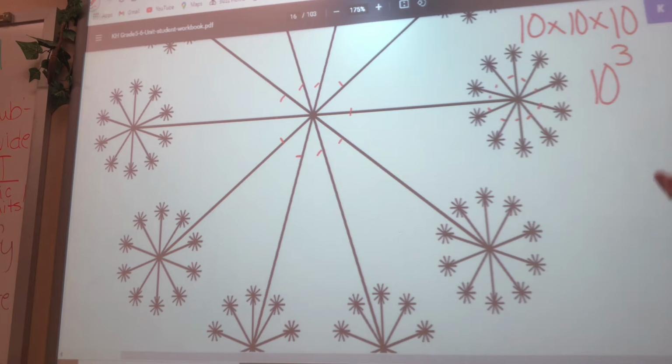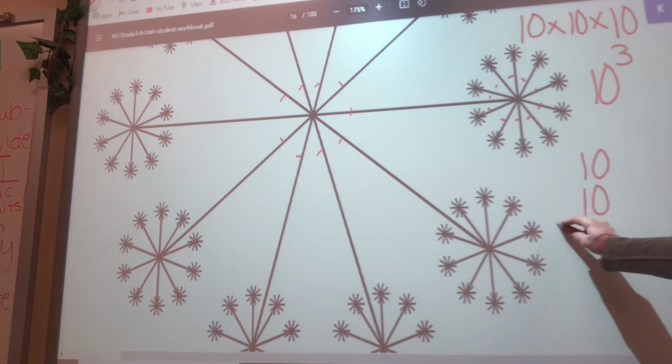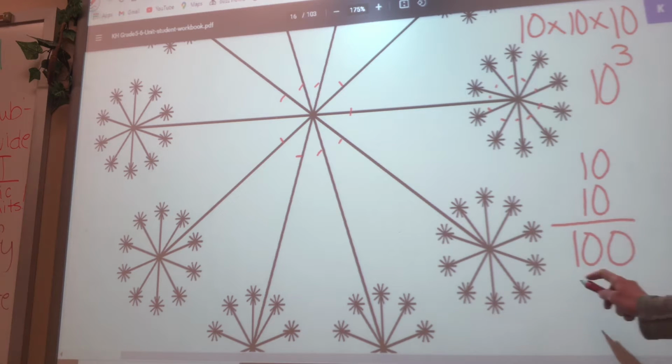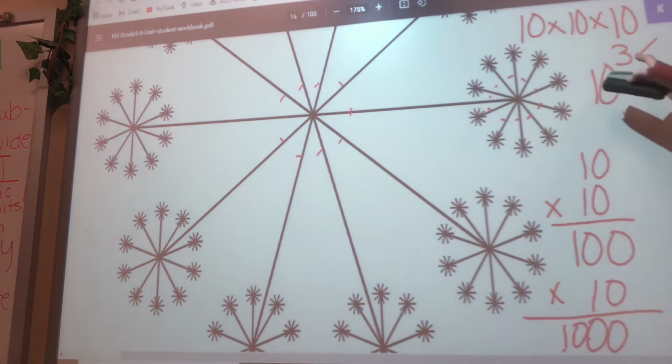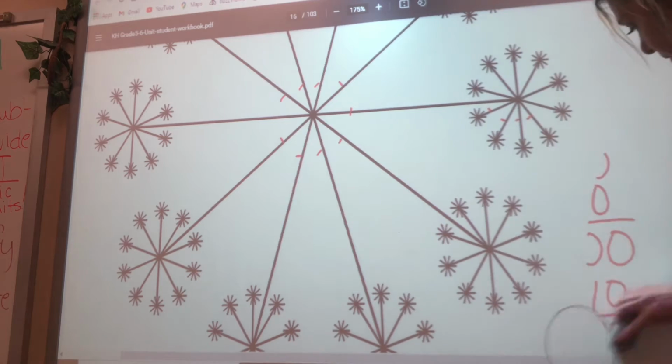And that would be like multiplying. So I would have 10 times 10 is 100 times another 10 would be 1,000. So look at our power. Look at our exponent. It's the same. The exponent is the same number of zeros or the same numbers of multiples of 10 that I have. Okay? So let's keep that in mind. The exponent was the same as how many multiples of 10 I had in my final answer.